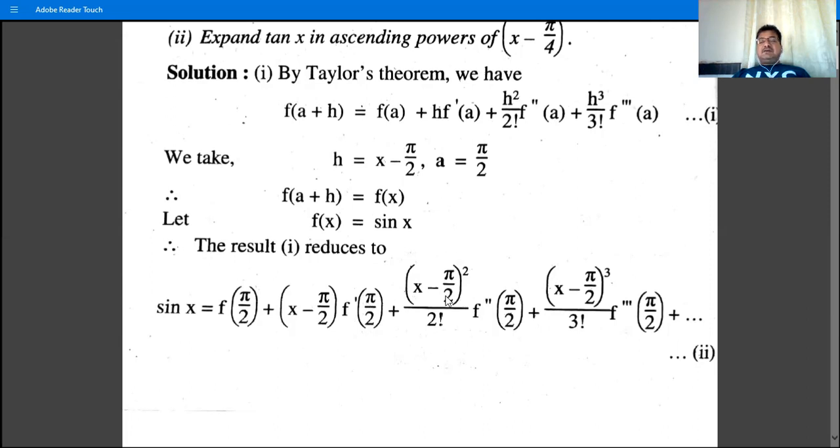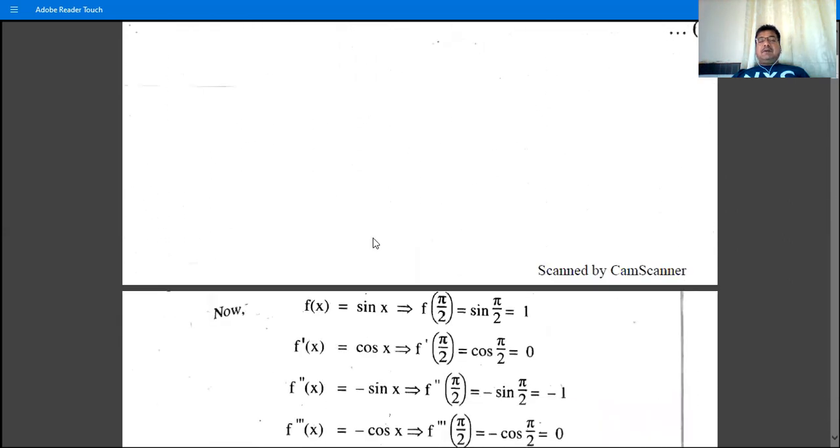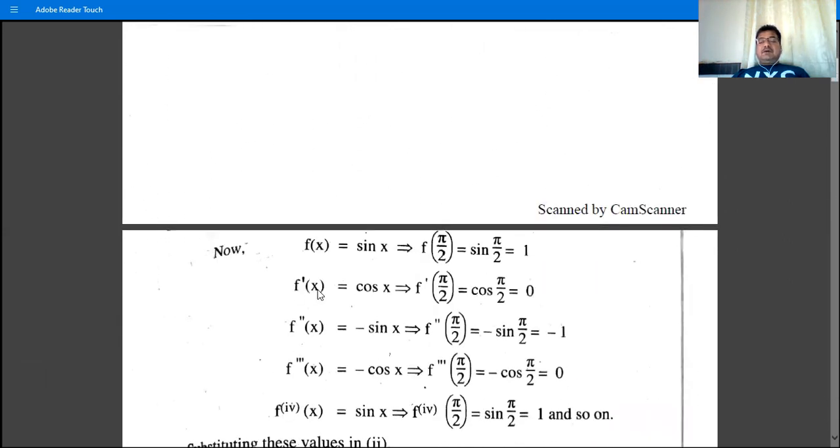Then h square means x minus pi by 2 bracket square by 2 factorial, f double dash a, f double dash pi by 2, a is pi by 2. Similarly, substitute h as x minus pi by 2 bracket cube by 3 factorial, f triple dash pi by 2, and so on. So we have to find the value of f of a, f dash a, f double dash a, means we have to find the value of f of pi by 2, f dash pi by 2.